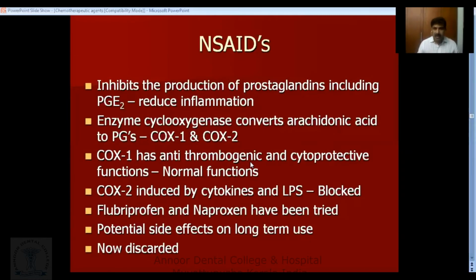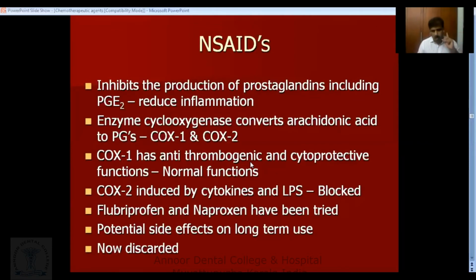Now just imagine giving NSAIDs to a patient for months or probably years. It has a lot of side effects. So more than the potential benefits associated with this modulation, it may have a lot of other side effects. So nowadays we don't use that. It's just of academic interest.